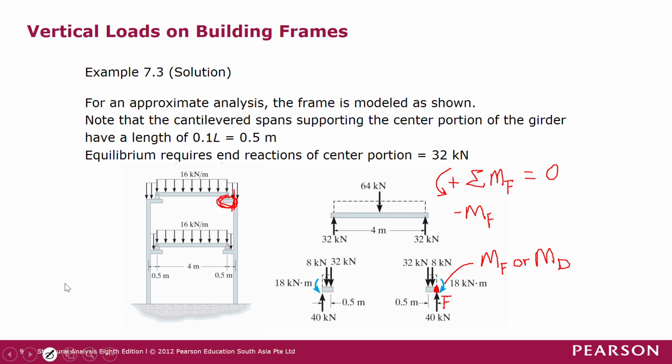And then the second component that we look at should be this 8 kilonewton force. So the 8 kilonewton force has a moment arm of 0.25 meter to F, and this force will cause an anti-clockwise moment with respect to joint F. So anti-clockwise moment is positive in this case, anti-clockwise positive. So the magnitude is 8 times 0.25.